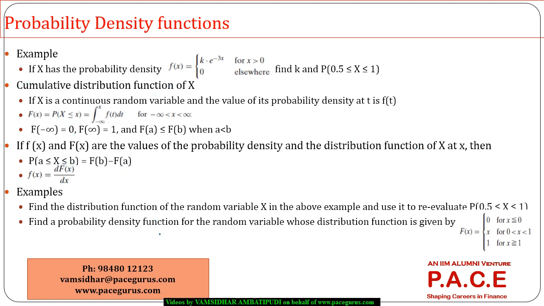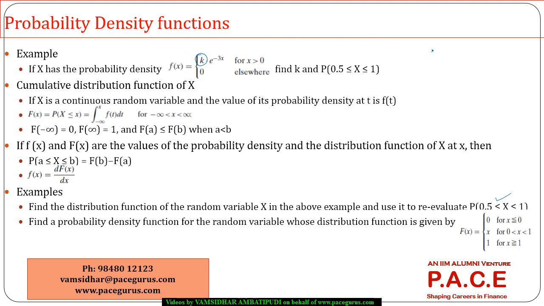Find the distribution function of the random variable x for this example itself, and use it to re-evaluate the probability of 0.5 less than x less than 1. This is an interesting question. First, let me find out the distribution function for this. We have already got k is 3.